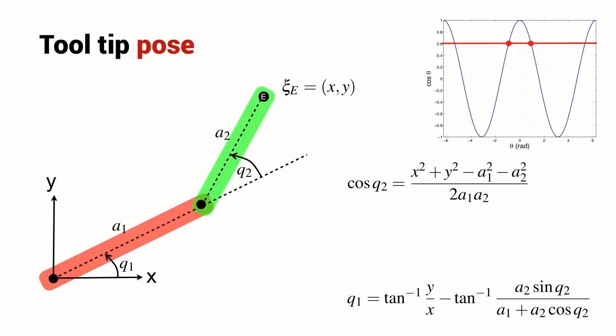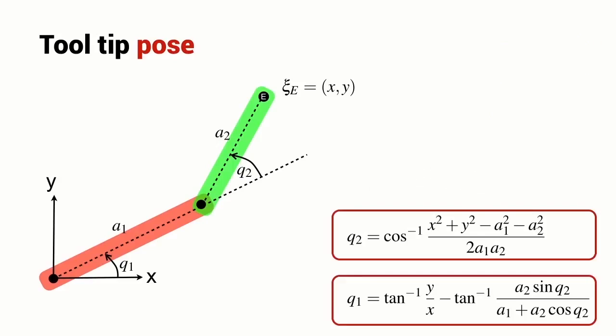Now, the cosine function is symmetrical about 0. So if we know the value of the cosine of q2, then there are two possible solutions, a positive angle and a negative angle. We're going to explicitly choose the positive angle, which means that I can write this expression here. And now we have what we call the inverse kinematic solution for this two-link robot. We have an expression for the two joint angles, q1 and q2, in terms of the end effector pose, x and y, and a bunch of constants.